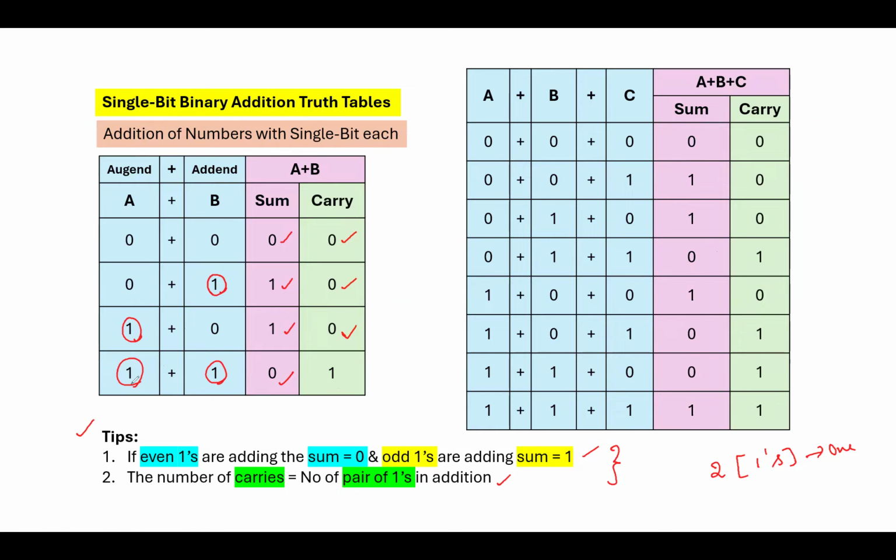Here 1, 1 is one pair. Okay. So that carry is 1. In this way, we should write for three inputs also. 0 plus 0 plus 0 is 0 with carry 0.